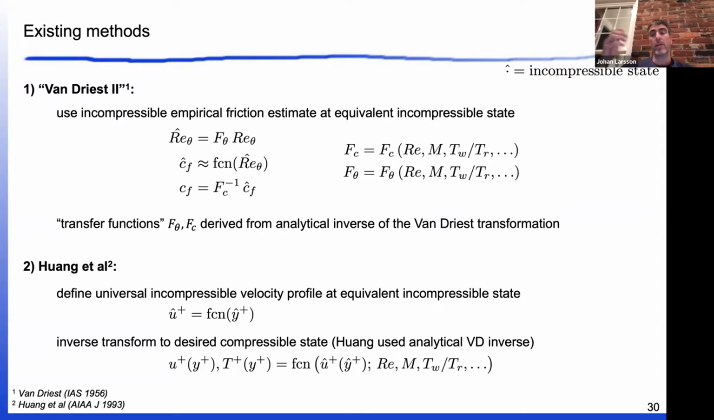And so it very much is based on these things, where he translates the actual Reynolds number to an equivalent incompressible Reynolds number, finds the friction coefficient using an incompressible power law, and then transforms that one, right? Huang et al., in 1993, developed a slightly different approach, where they assume an incompressible velocity profile shape, and then they use a transformation. They use the analytical inverse Van Driest transformation to actually get what the compressible velocity and temperature profiles would be. So in that sense, they provide not just the friction coefficient, but also the full velocity profile.